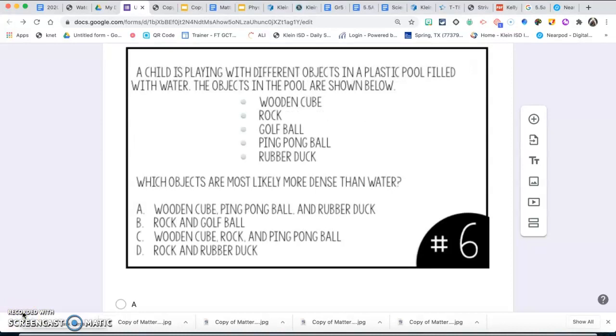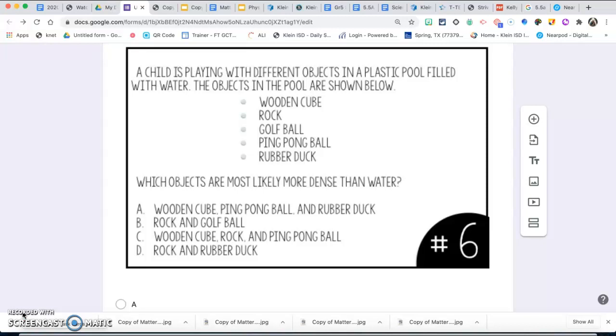Question 6. A child is playing with different objects in a plastic pool filled with water. The objects in the pool are shown below: wooden cube, rock, golf ball, ping pong ball, rubber duck. Which objects are most likely more dense than water?